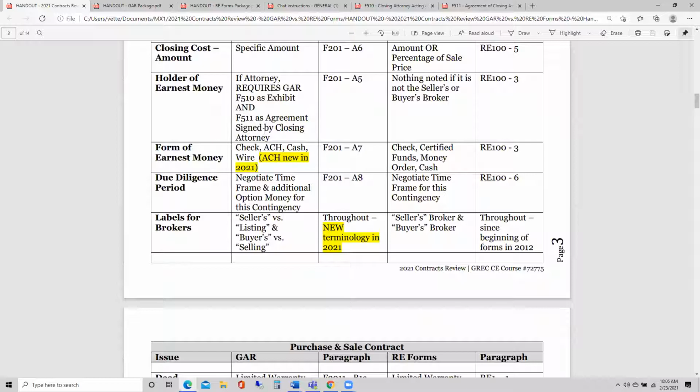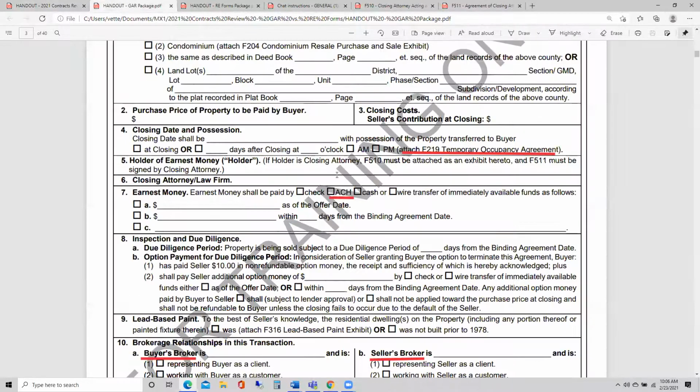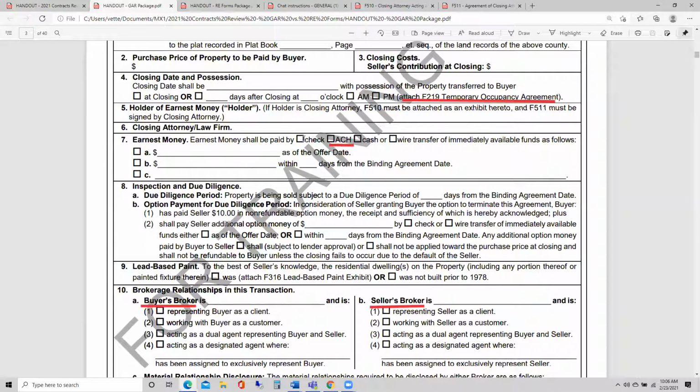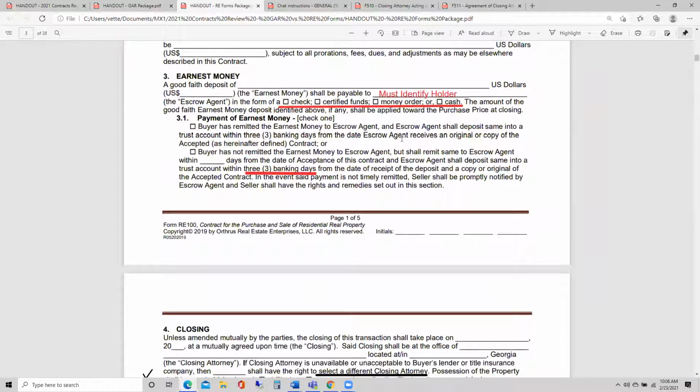Form of the earnest money. So in the GAR contract package, the earnest money shall be paid by check, ACH, cash or wire transfer of immediately available funds. ACH is brand new for 2021. In the RE forms, the earnest money is in the form of a check, certified funds, money order, or cash. So certified funds would, in essence, include a wire, because a wire would be certified, as well as a bank check. Nothing about ACH in here.